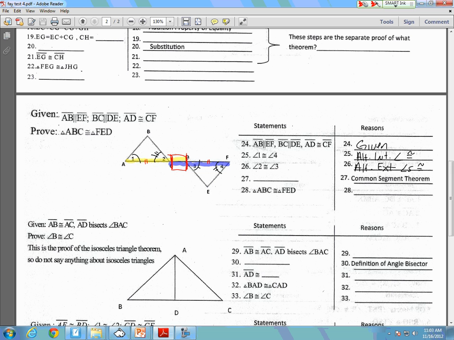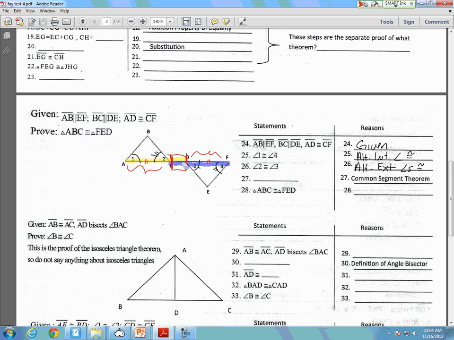Well, if I know the yellow segment's congruent to the purple segment, if I remove the same thing from both, and remove CD from both of them, I'm going to get a new yellow segment and a new purple segment. But since I started off being equal and I remove the same thing from both sides, my results should still be equal. All right, and that's the common segment theorem.